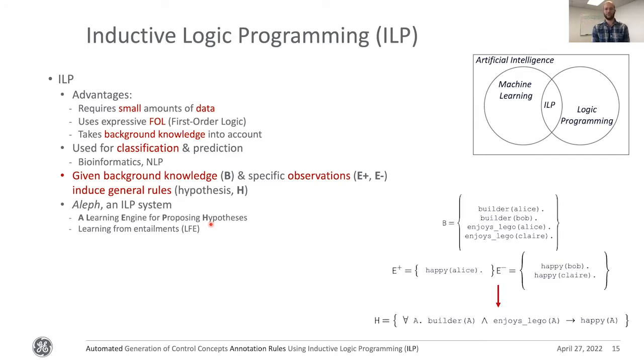So in this example, we see that the background knowledge consists of the following. Alice is a builder, Bob is a builder, Alice enjoys Lego, and Claire enjoys Lego. But the only positive example is that Alice is happy. And the negative examples are that Bob and Claire are not happy. And then in this case, the hypothesis H would be that anyone who is a builder and enjoys Lego is happy. So this is the induced rule, and this is what we want to apply in this case.